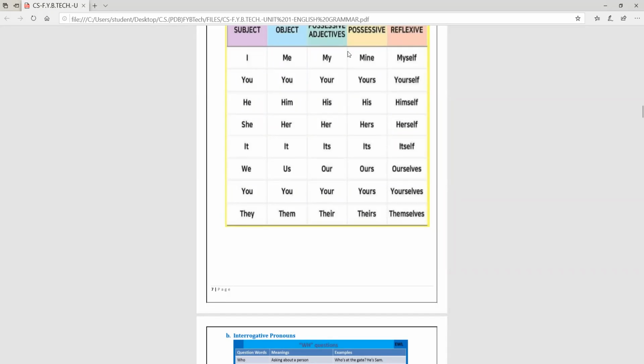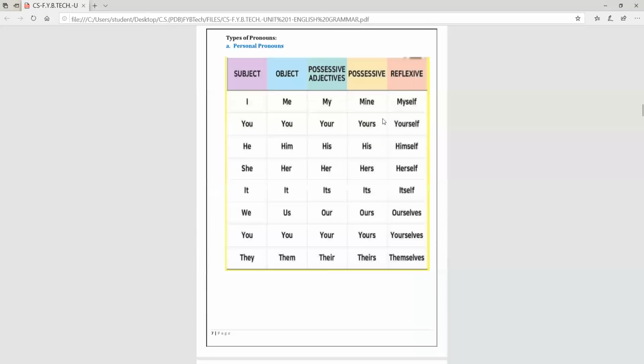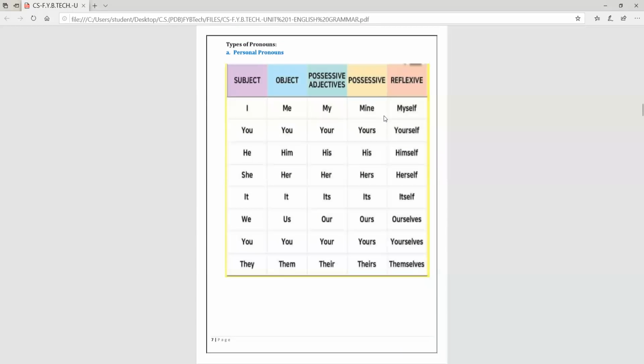Okay, so it's possessive, means I'm possessing that thing. एखाद्या गोष्टीचं जेव्हा आपल्याकडे possession असतं, तेव्हा आपण त्याला म्हणतो possessive case. Mine, you becomes yours, he becomes his, she becomes hers, it becomes its, we becomes ours, you becomes yours, and they becomes theirs. Okay, so this is the possessive case.